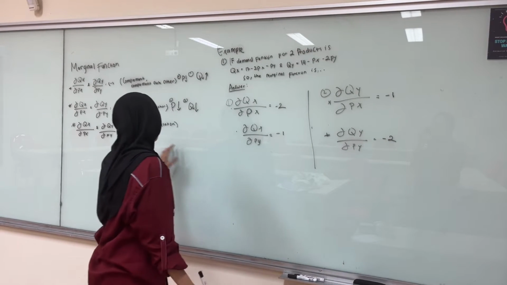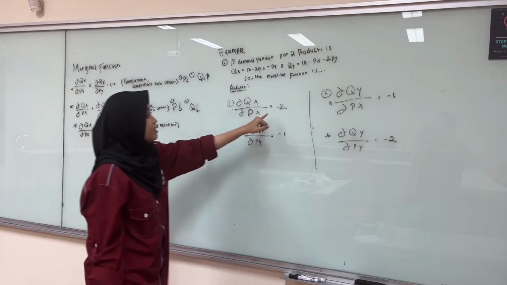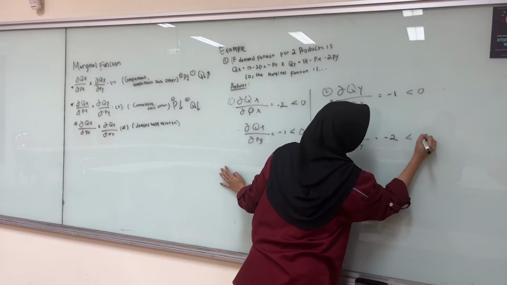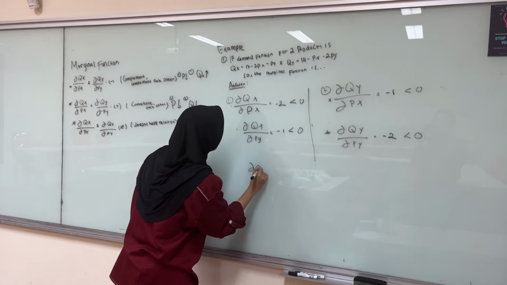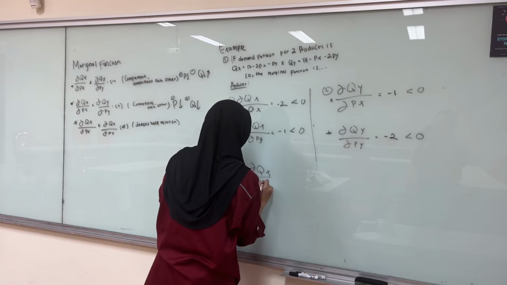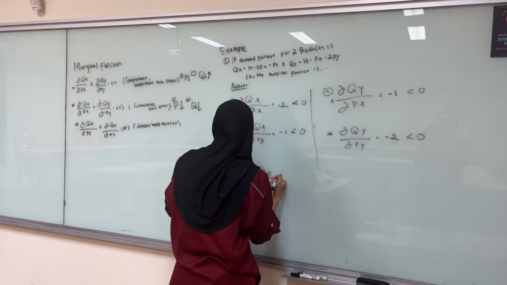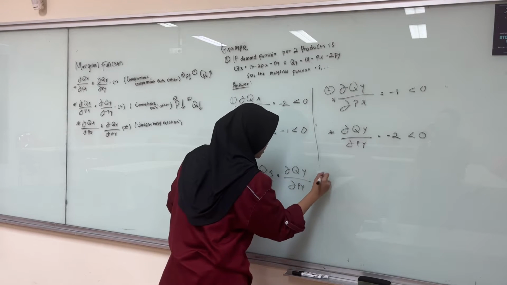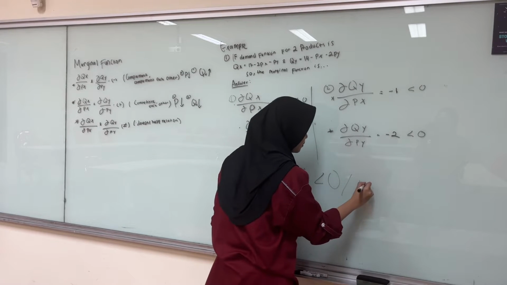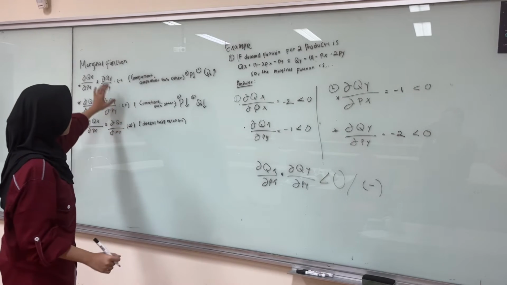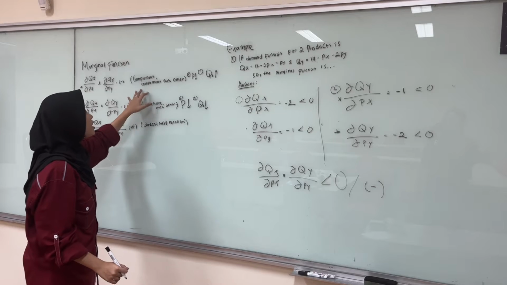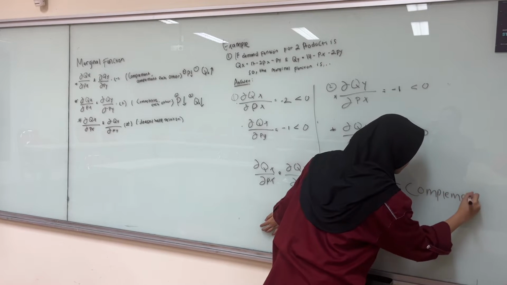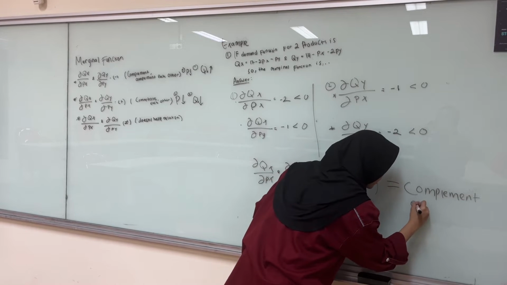So after that, we look at the values, because all of the values are less than 0, or negative. Since the derivatives are less than 0, or negative, they have a complement characteristic. So they complement each other.